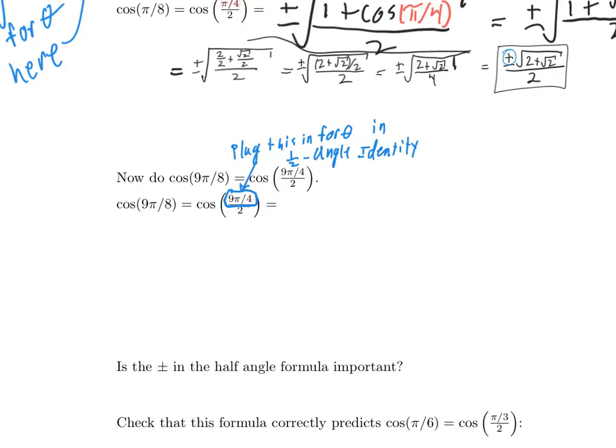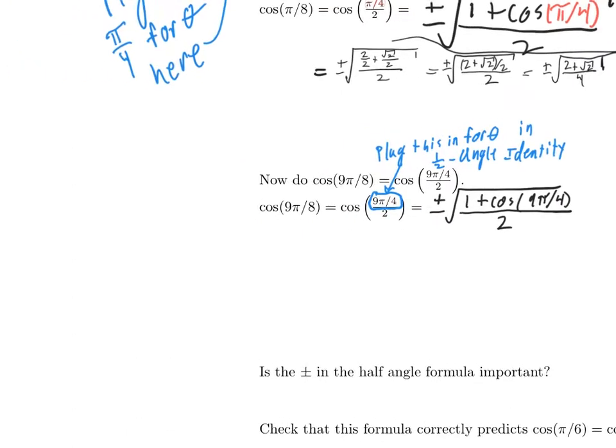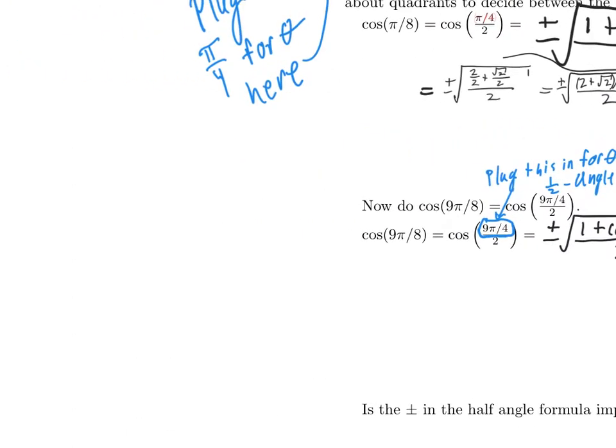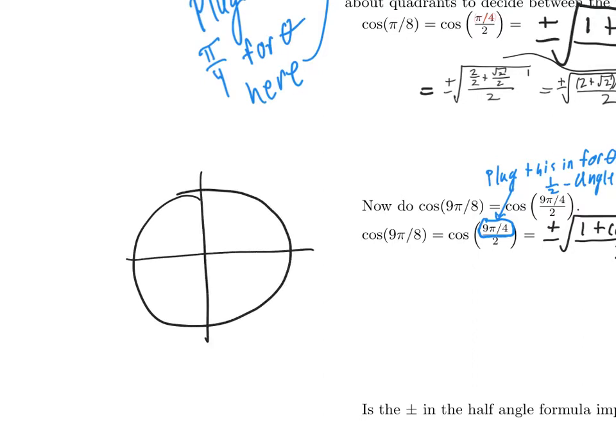And what do you get? You get that this will be plus or minus the square root of 1 plus the cosine of 9 pi over 4, over 2. So let's try to decide what quadrant this will be in. Let's deal with the plus or minus sign first, is what I'm saying. So let's try to draw an angle of 9 pi over 8.